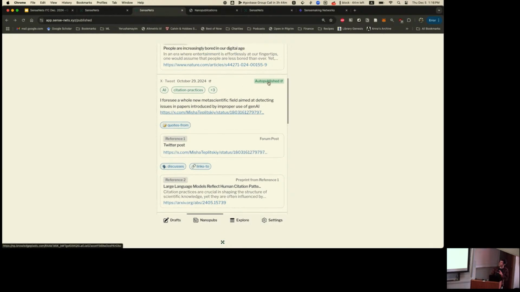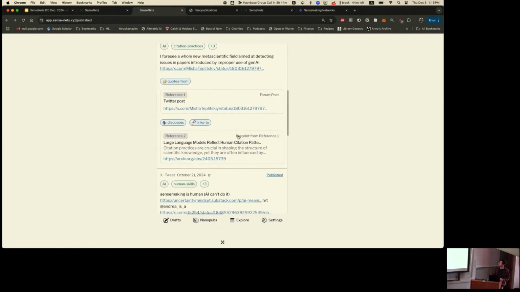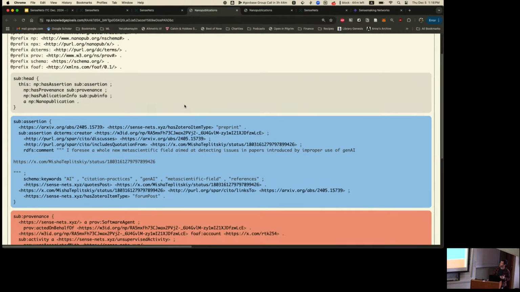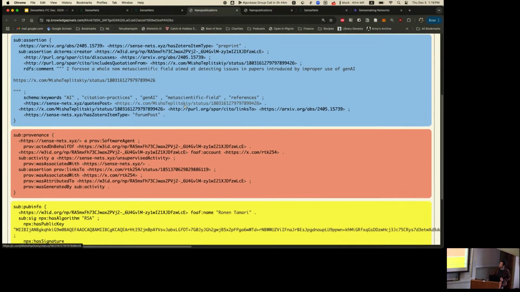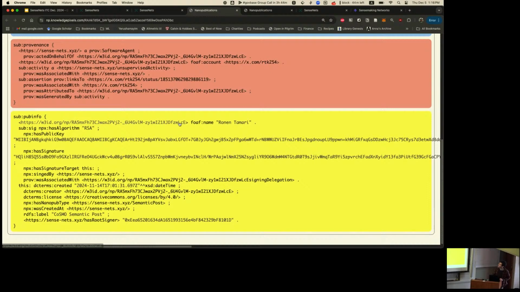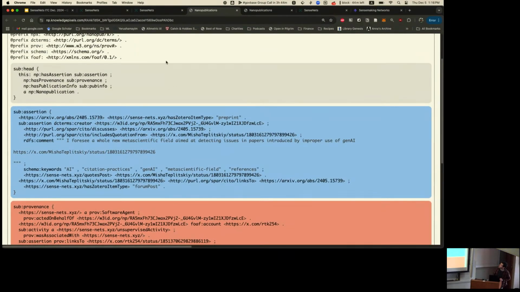We have automatic publication, so I can do it manually, but I can also publish things automatically using rules. This is the nanopublication version of my tweet. Are any of you familiar with RDF, the language? Semantic web, okay, yeah. This is different in the AI field.